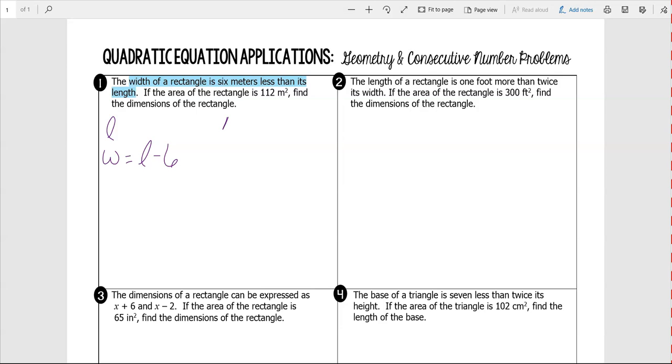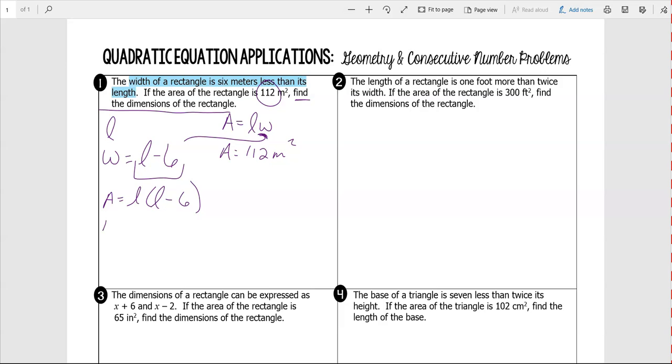We know that the area of a rectangle can be found using the formula length times width. In this case, the area is 112 meters squared, and it wants us to find the dimensions of the rectangle. So we are going to take our expressions for L and for W, and plug it in here for W. We rewrite our equation as area equals length times width, or length minus 6. Then we distribute our L so that our equation becomes L squared minus 6L, and we set that equal to 112. So 112 equals L squared minus 6L.